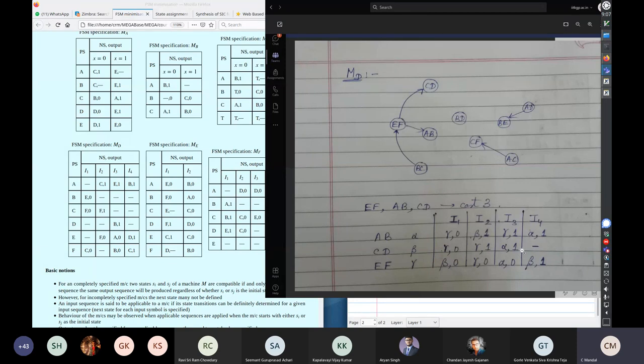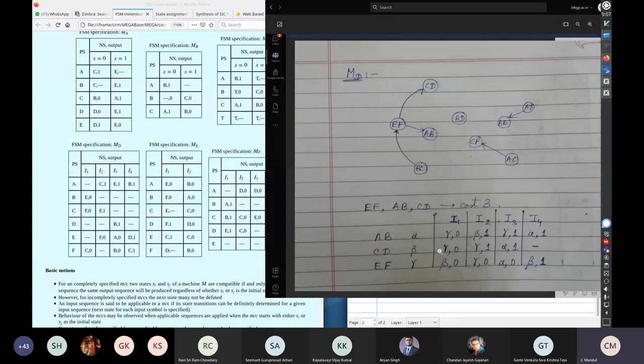So for AB, you're going to E. So E is contained in EF. So you're going to gamma. Then if you consider the transition of AB on I2, you're going to C. So that's beta. Then E, that is gamma, and this is B, that is alpha once again. So let us consider CD.